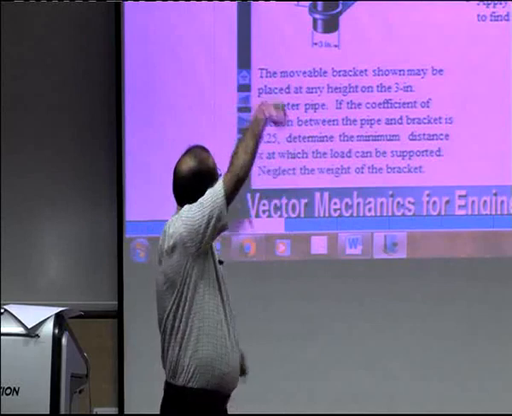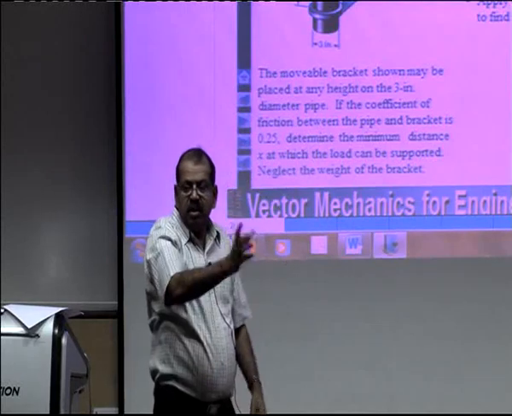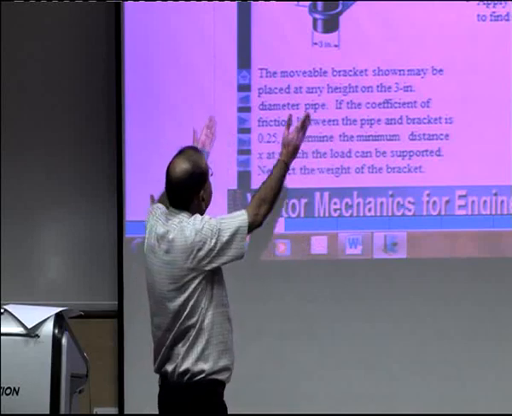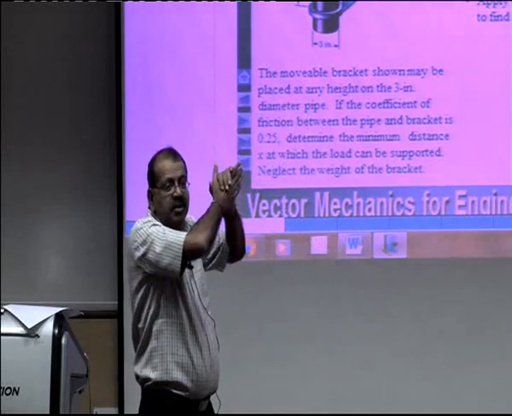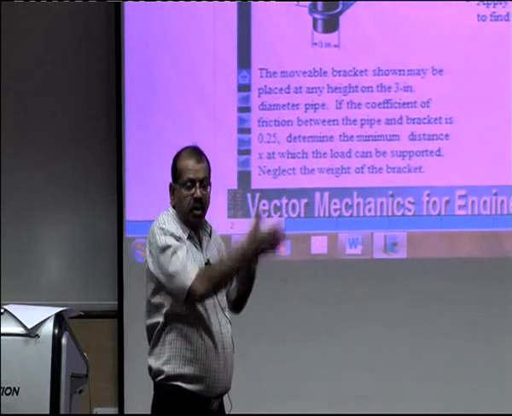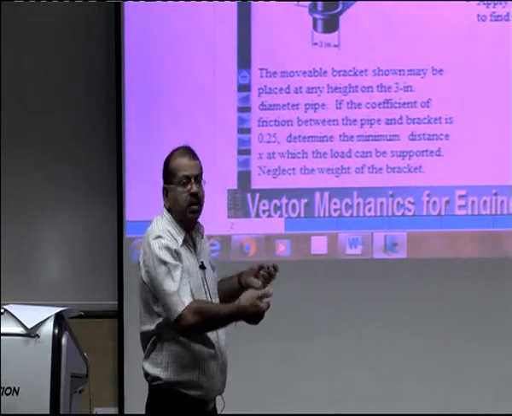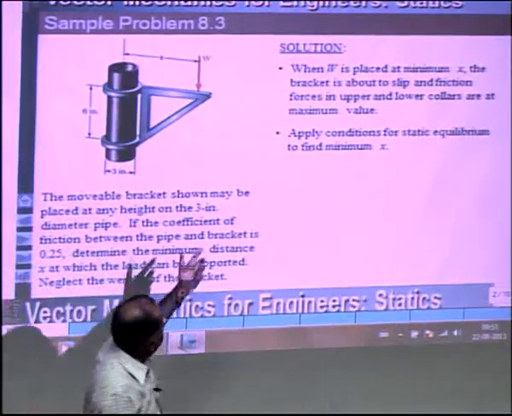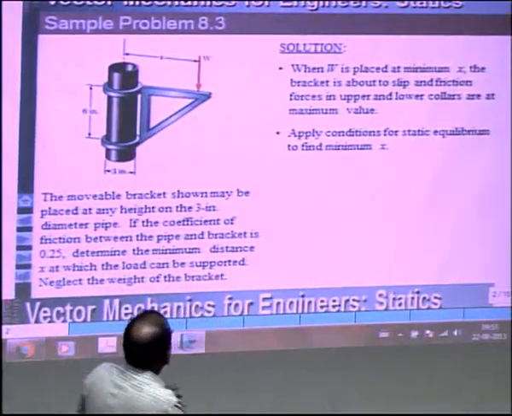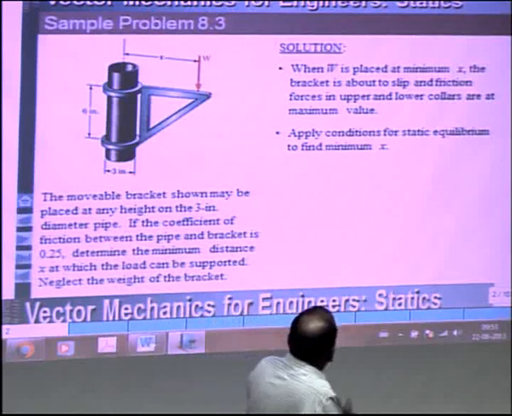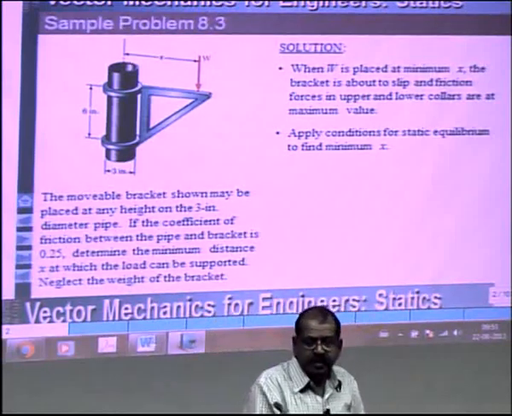So this force W is being applied at a distance x. If it is less than a critical distance, then the whole thing will slide down. Because of the force W, it will slide down. What is holding it is friction. So now here you have to find the value of x. So in problems, W is given to you, you have to find x.